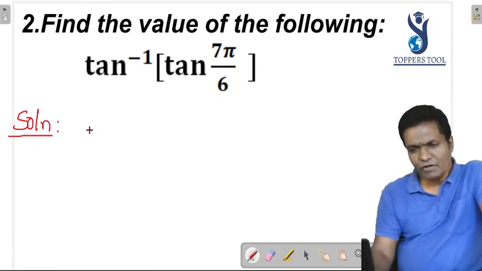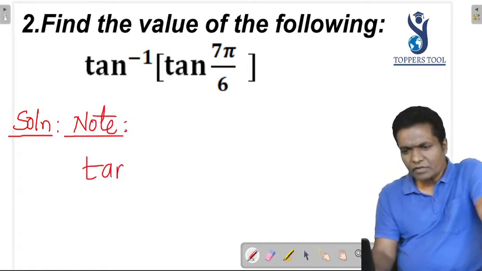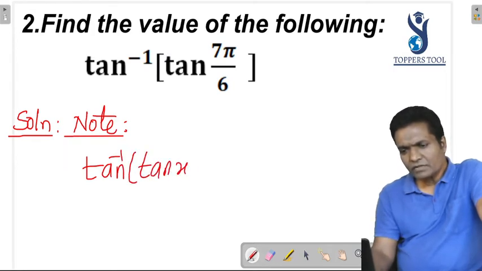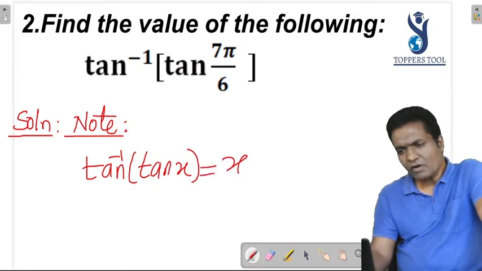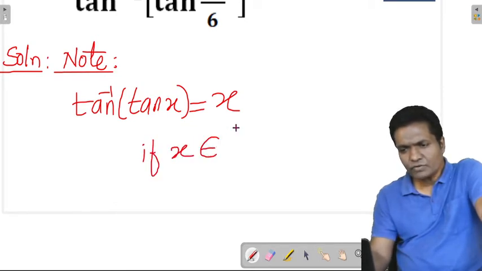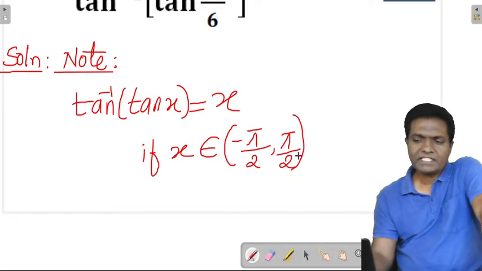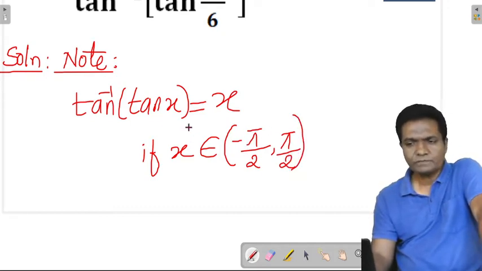Again, you have to make note of this. Tan inverse of tan x can be written as x only if x belongs to the open interval minus pi by 2 to pi by 2, strictly in between minus pi by 2 and pi by 2.